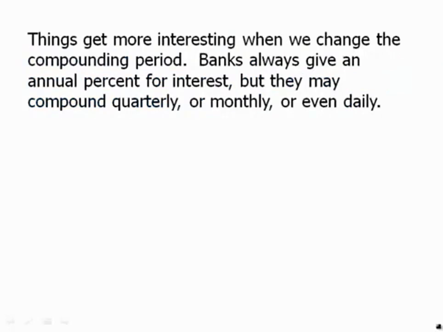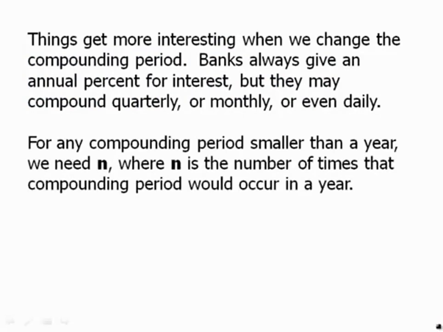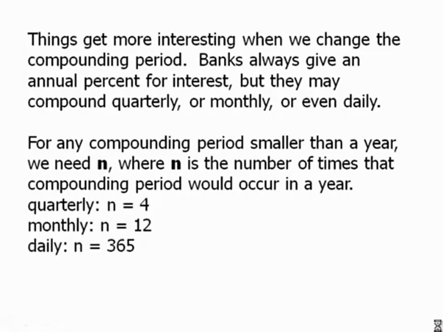Things get more interesting when we change the compounding period. Banks always give an annual percentage interest, but they may compound quarterly or monthly or even daily. For any compounding period smaller than a year, we need n, where n is the number of times that compounding period would occur in the year. So for example, quarterly, that means n equals 4. We're compounding 4 times a year. Monthly, n equals 12. We're compounding 12 times a year. Daily is 365. We're compounding 365 times a year.